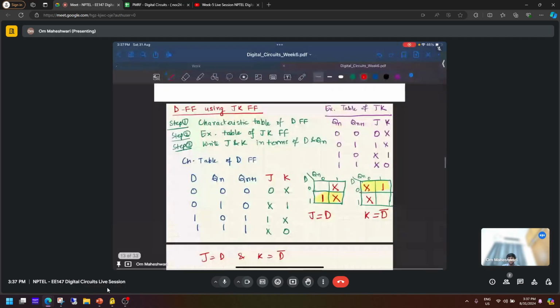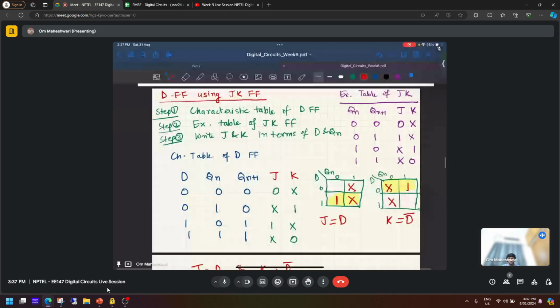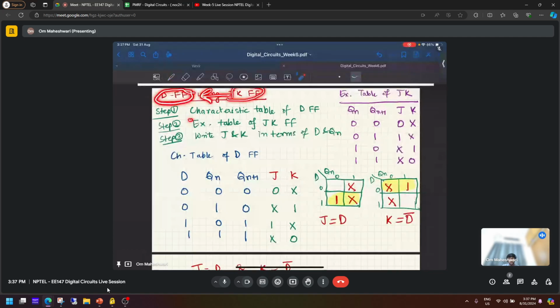So what are the steps for converting any flip-flop into another flip-flop? First, write the characteristic table of the flip-flop that you want and the excitation table of the flip-flop that you have, and then write the outputs in terms of the previous flip-flop, make K-maps and find the result.